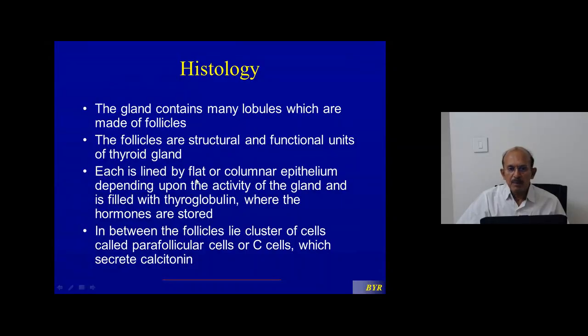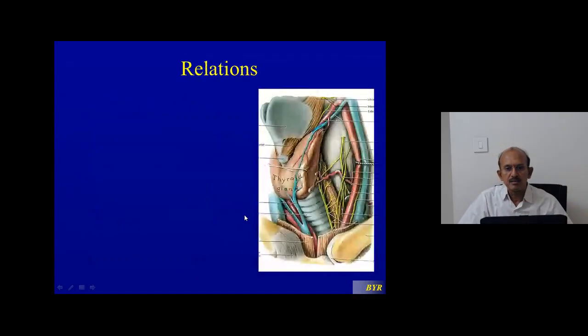If hyperfunctioning, they are cuboidal. If it is highly active, they will be columnar. If they are in the resting phase, then they will be flat or squamous. So if the gland is more active, the cells are tall. If the gland is less active, the cells are short, stumpy and flat.